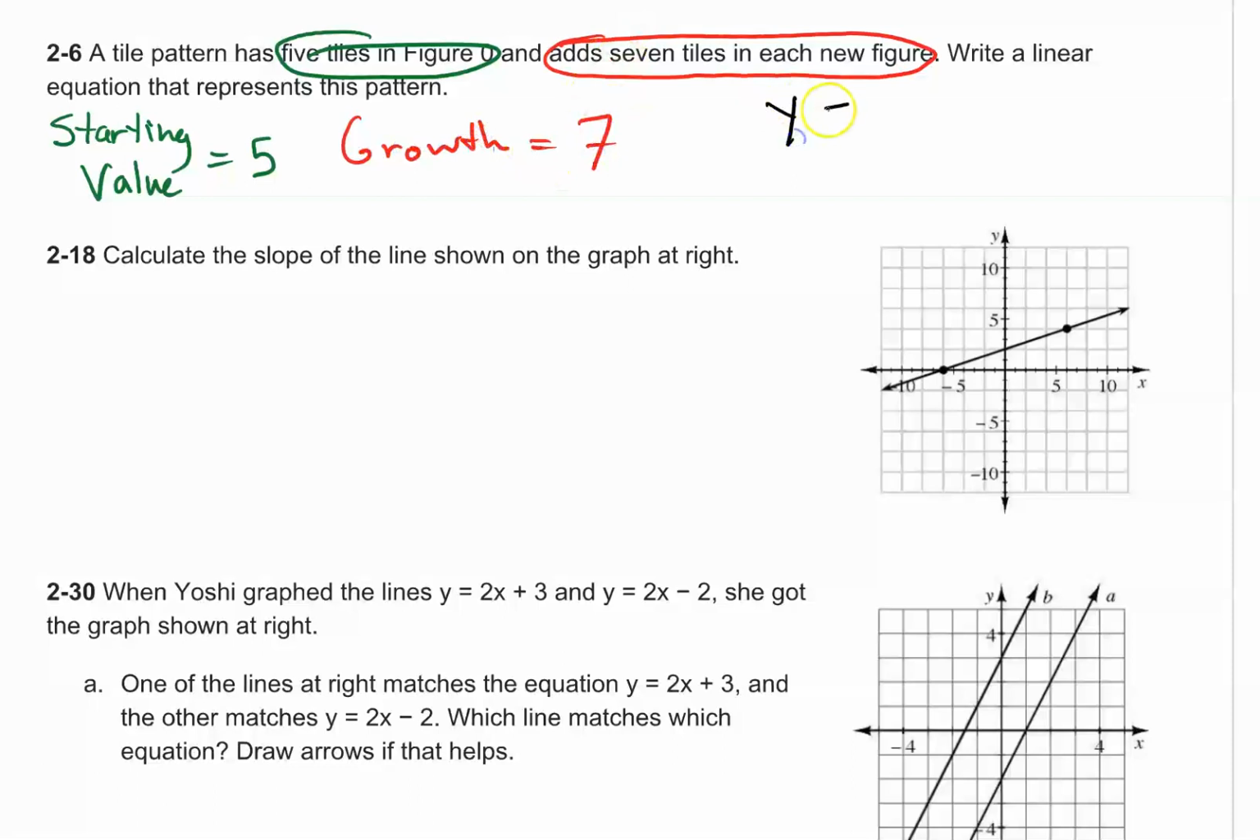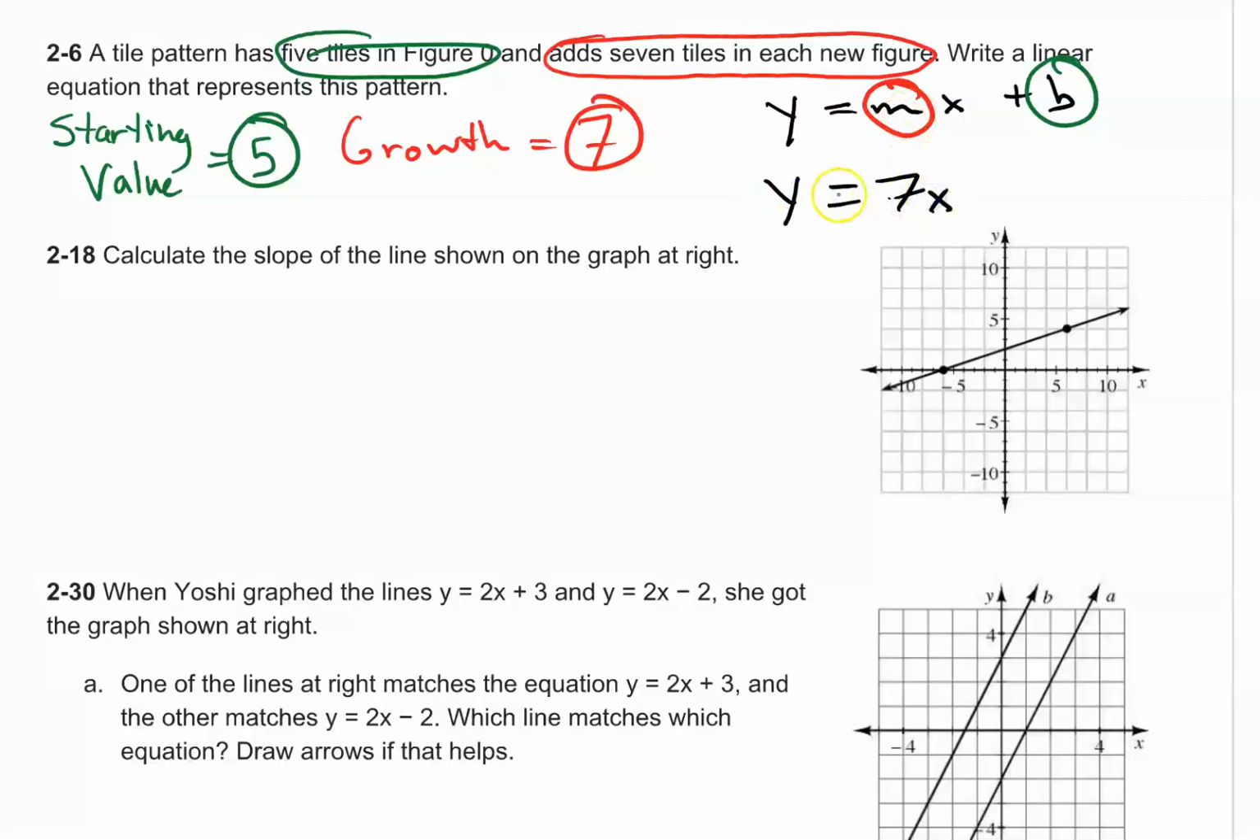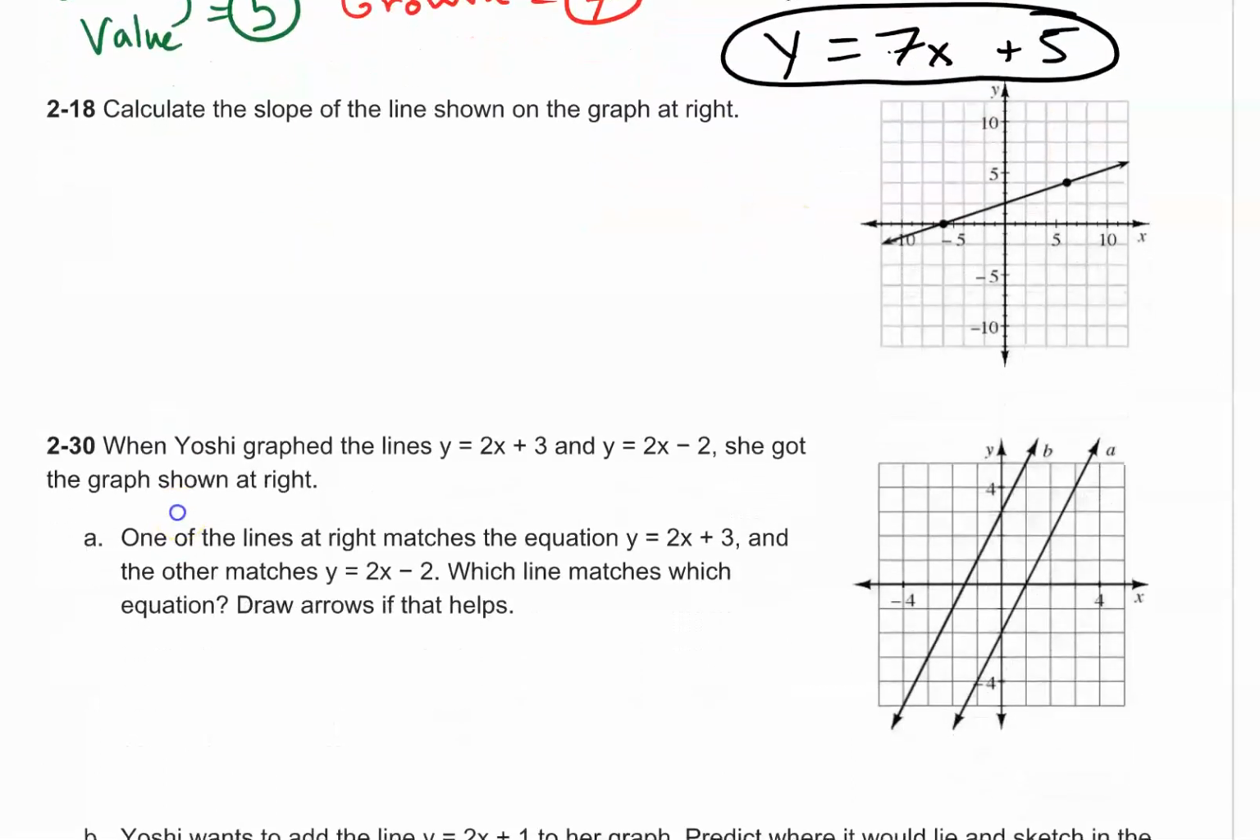So this is our equation, y equals mx plus b. We replace m with this number, we replace b with that number, and then we just leave in y and x. So it's going to be y equals, instead of m, I'm going to write 7 times x, plus the starting value of 5. And that's how you write an equation. I actually did that whole one, so that one is finished.